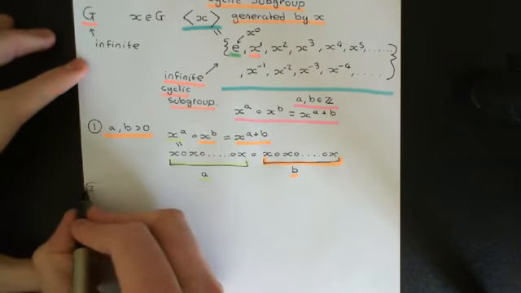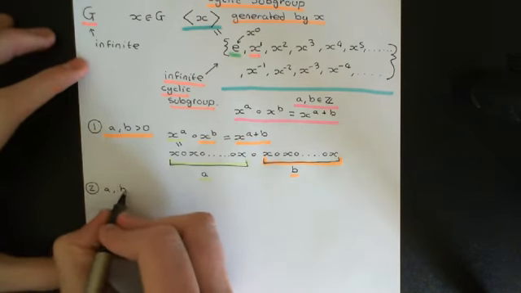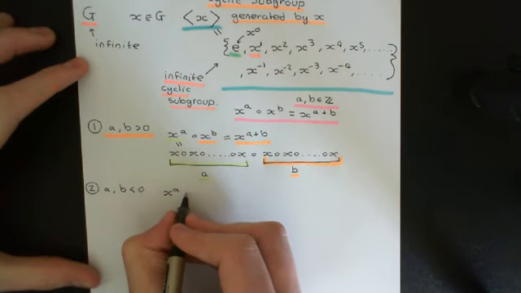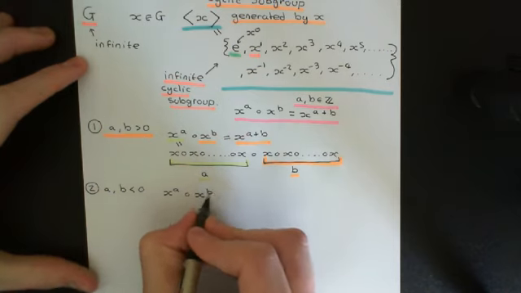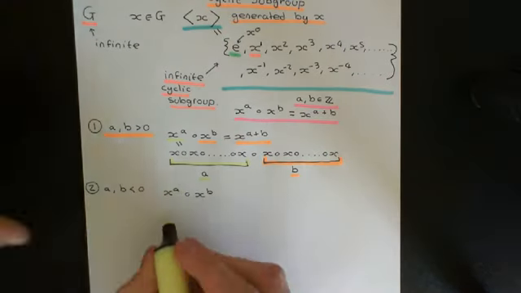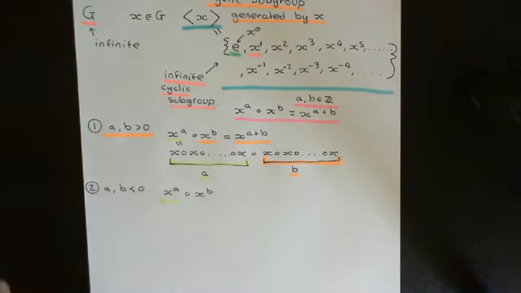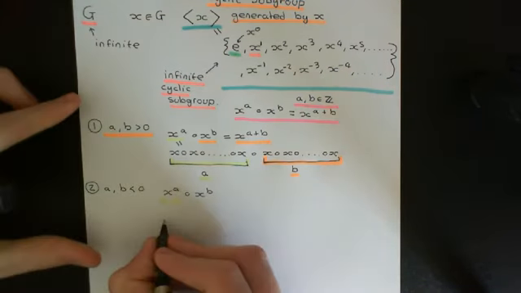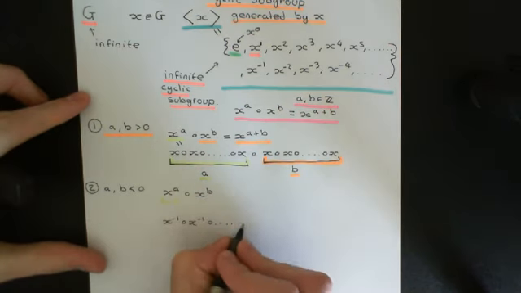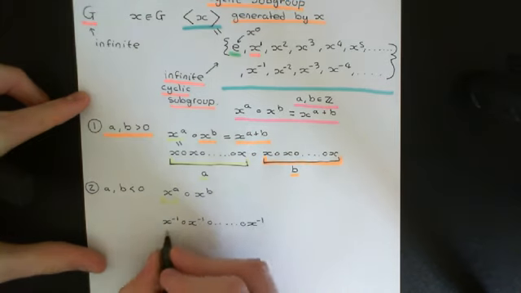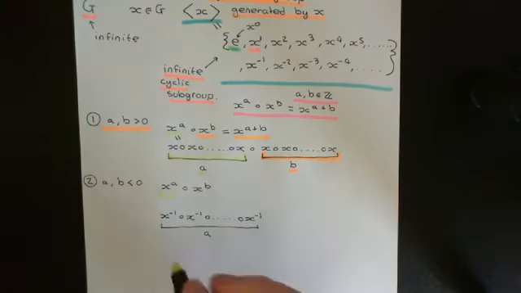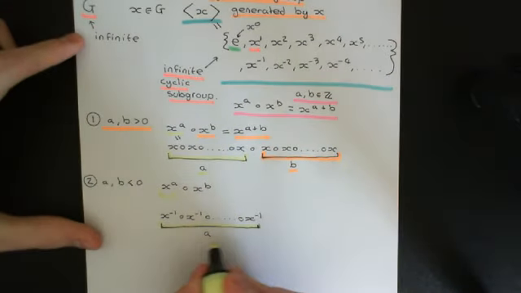Okay, so case 2 now, let's think about when a and b are both less than 0, so they're both negative now. So if we have x to the power of a, and we're taking it composed with x to the power of b, then what does x to the power of a now mean when a is some negative integer? Well, that now means x inverse composed with itself a number of times. So this means x inverse composed with x inverse composed with dot dot dot composed with x inverse a number of times, basically. So once again I'll colour code this in. So this is yellow here.